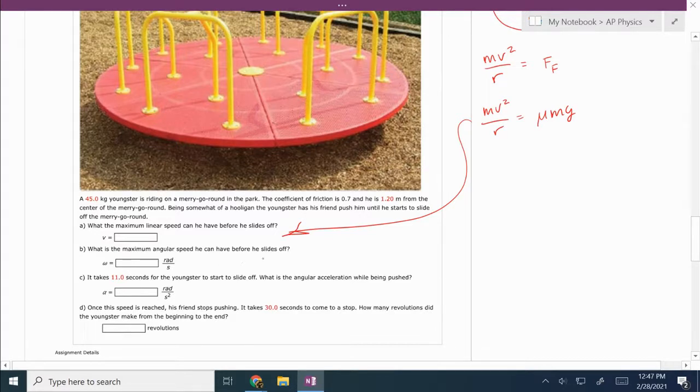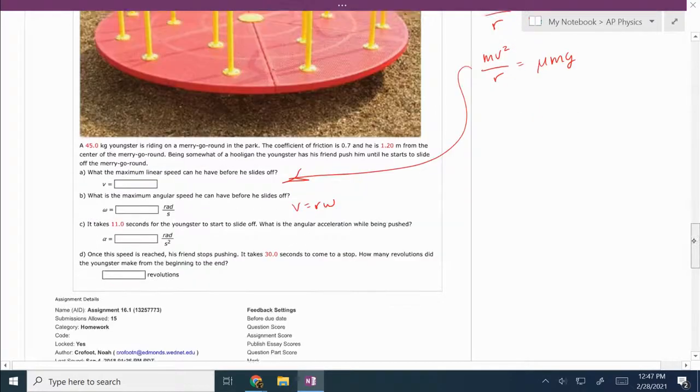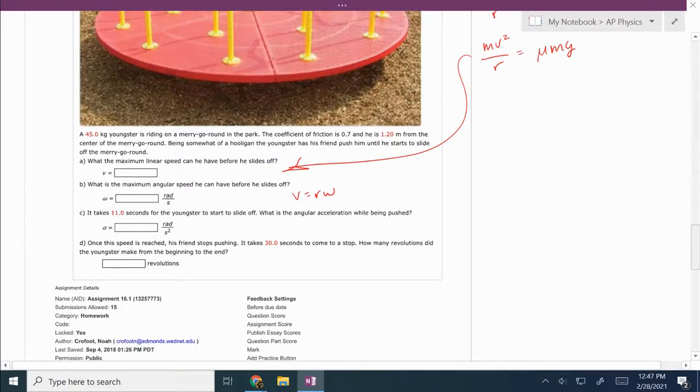When you go to figure out the maximum angular speed, just take that velocity you got and put it into v equals r omega to change it into an omega. To get the angular acceleration, that's very similar to what we have been doing. Omega equals omega naught plus alpha t. Again, you would know that your initial omega is 0. Your final omega is your answer to part B. And you have your time as 11 seconds. So you'd be able to figure out alpha.